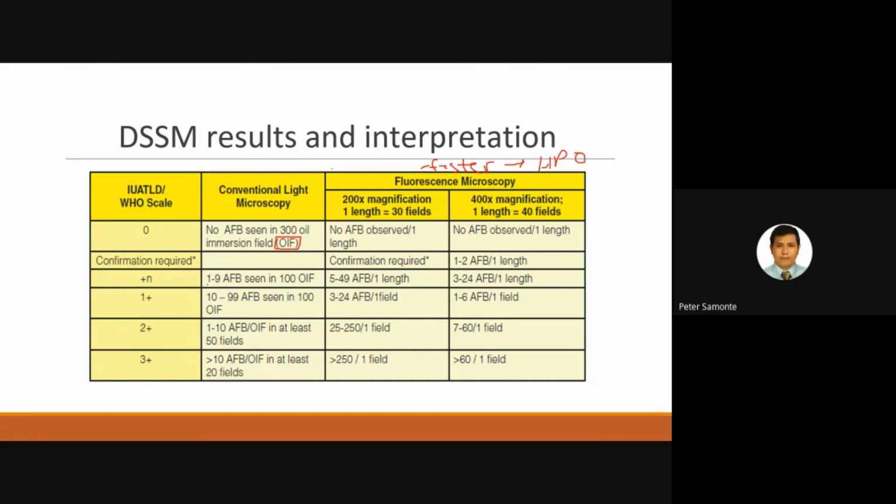So ang reading niya, if you see 1 to 9 AFB in 100 oil immersion fields, you would have plus N. So itong plus N na to, class, let's say nakakita ka lang ng 4 na AFB, you will report that as plus 4. Pag nakakita ka naman ng 10 to 99 AFB in 100 oil immersion fields, you would report that as 1 plus. If you're able to see 1 to 10 AFB per oil immersion field in at least 50 fields, you would have 2 plus. Then greater than 10 AFB per OIF in at least 20 fields, 3 plus. So I won't discuss this anymore. Masyadong mahaba na. Just try to memorize them, class.